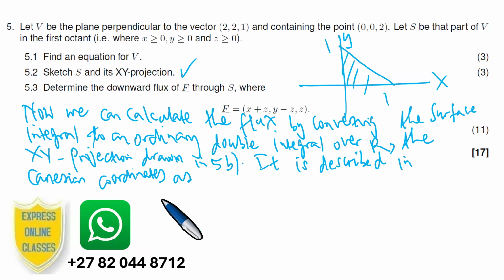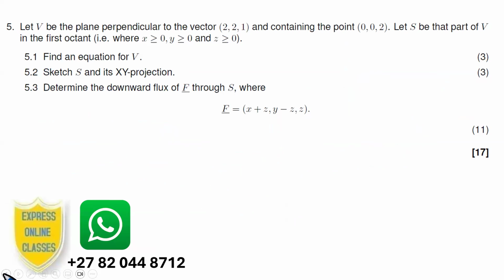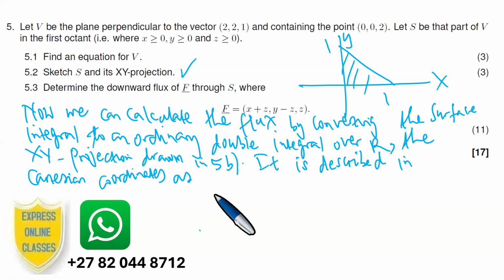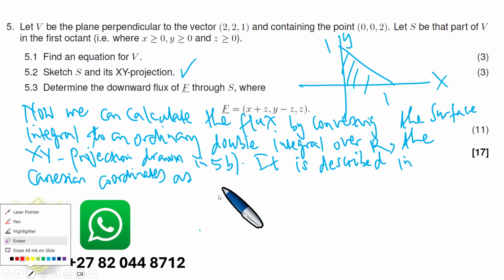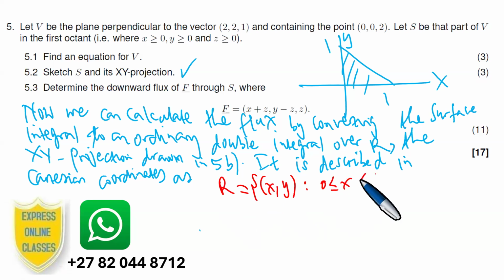So that R, the region, you can write it as R. And we have exactly the following, right? You can write it as R equals (x, y), and this would be 0 is less than or equal to x, less than or equal to 1. x is between 0 and 1, but also y is between 0 and 1.